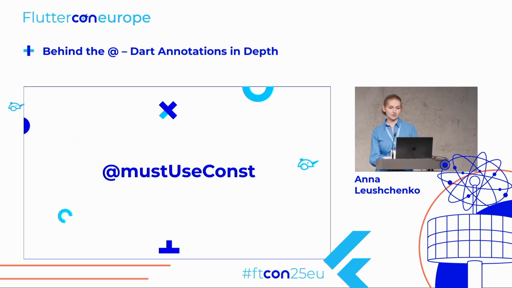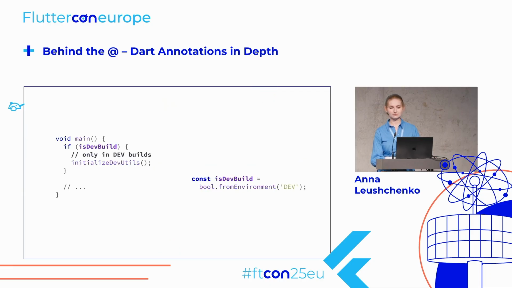So now let's create our custom annotation and see how it can serve as code documentation. As an example today, I'll be demonstrating an annotation called must-use-const. In sizable projects, we may be relying on tree shaking to exclude some undesired code from the bundle. In this example, dev utils are only initialized for development builds, and we rely on tree shaking to exclude them from production builds. And the tree shaking mechanism relies on constant values to decide about the dead code.